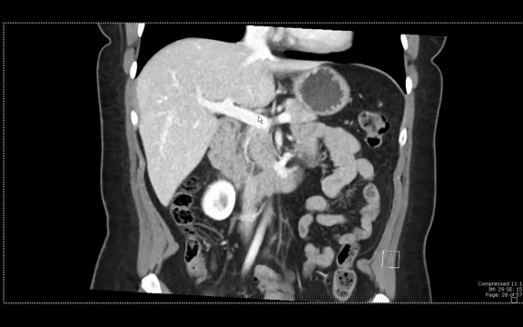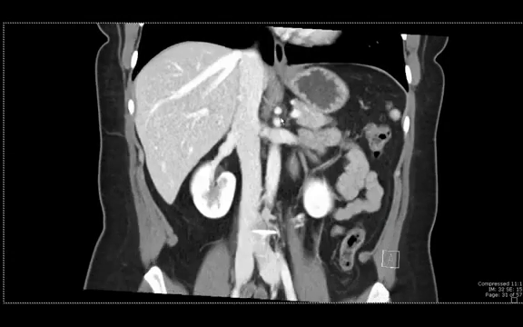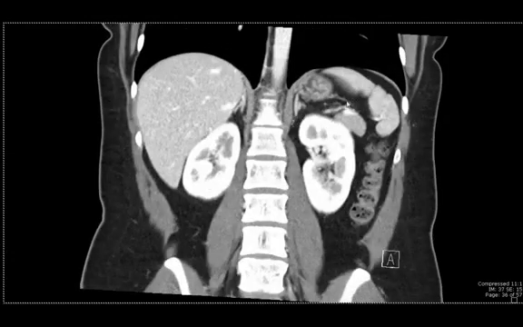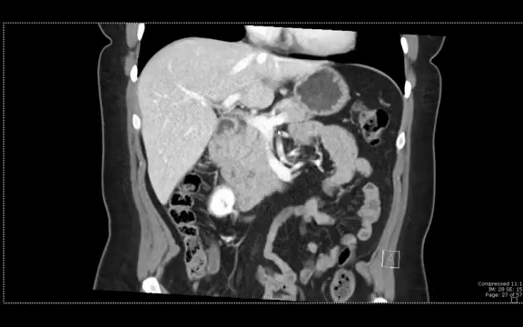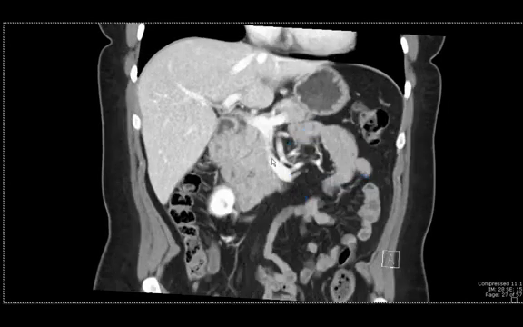On this image over here you can see the main portal vein splitting up into the right portal vein and the left portal vein. This is the splenic vein that drains into the main portal vein. You can see it coming from the spleen. And this is the superior mesenteric vein, this structure over here, which drains the small bowel and the majority of the colon, and that drains into the main portal vein over here.